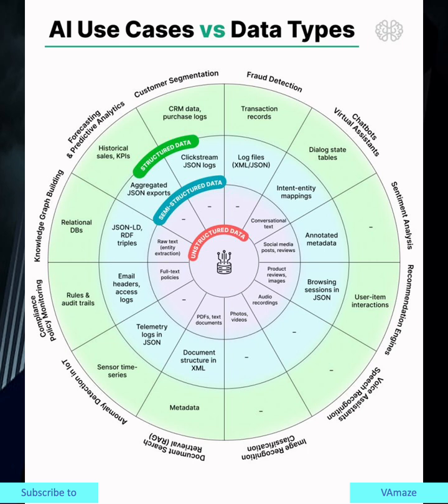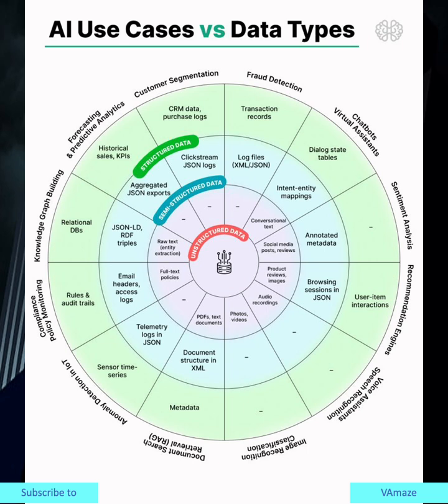The strategic alignment: use case and data type harmonies, the perfect matches. The diagram reveals several sweet spots where use cases align perfectly with available data types. Fraud detection with transaction records, the classic pairing that launched AI in financial services. Real-time transaction data provides the perfect foundation for anomaly detection and pattern recognition.